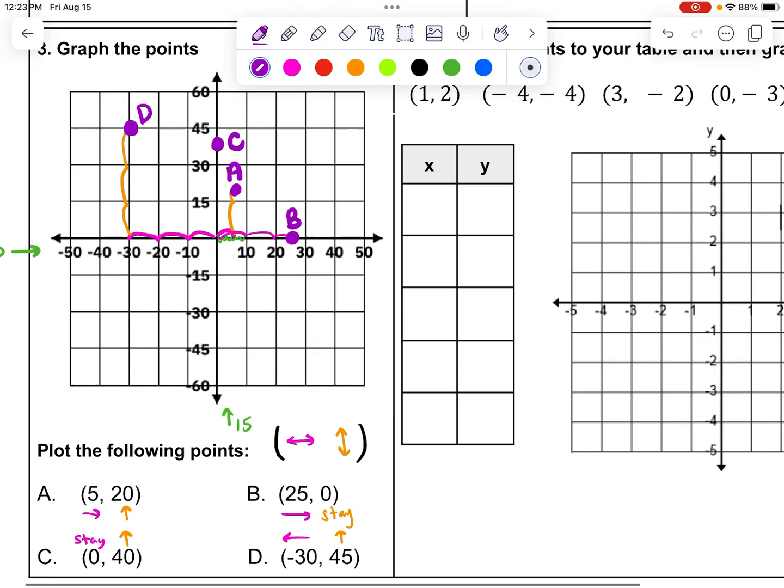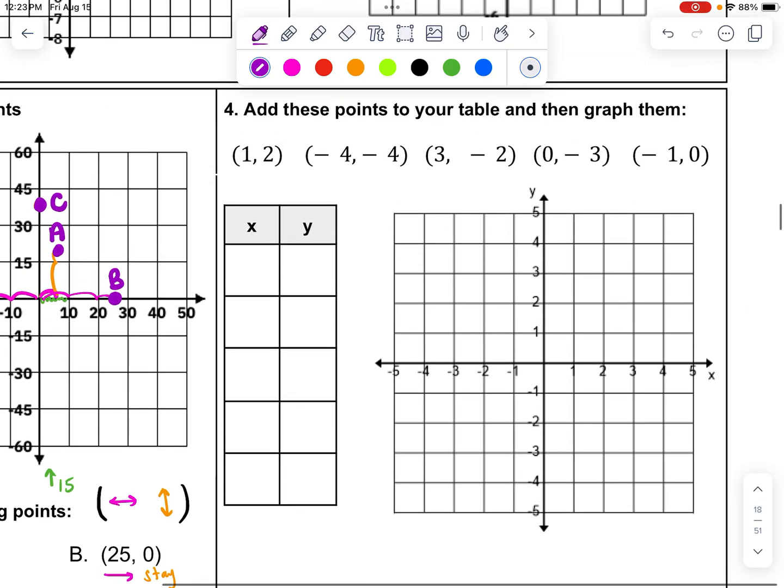Last but not least, we're going to talk about adding points to our table and graphing them. One of the ways we organize our points, and we saw this with patterns, was to put them in a table. So when you put points in a table, the left number goes in the X column and the right number goes in the Y column. So the order goes like this. It's always X first and then Y.